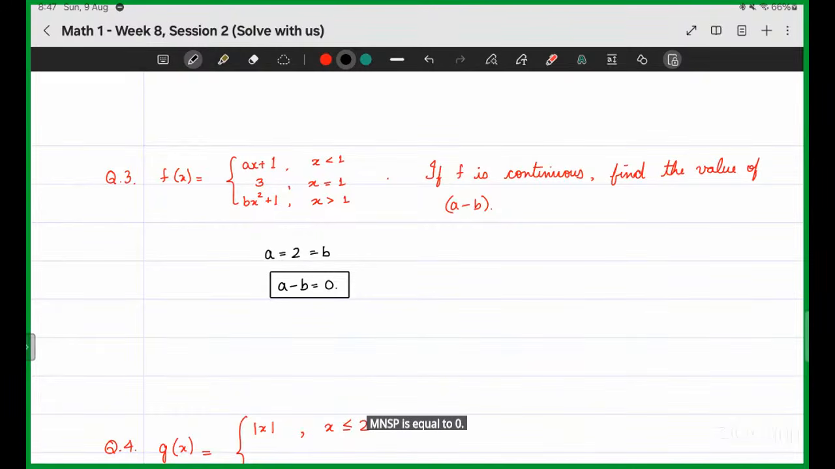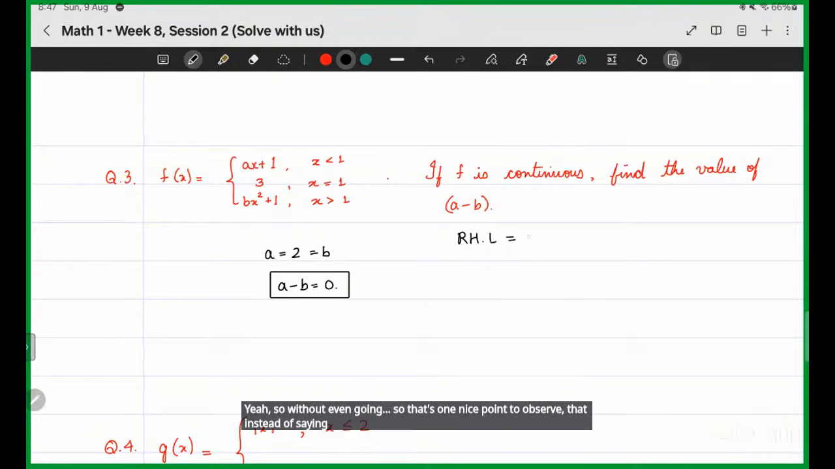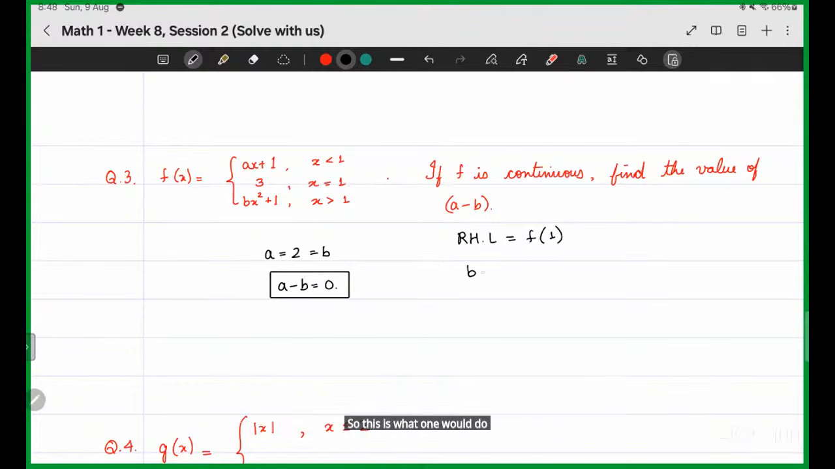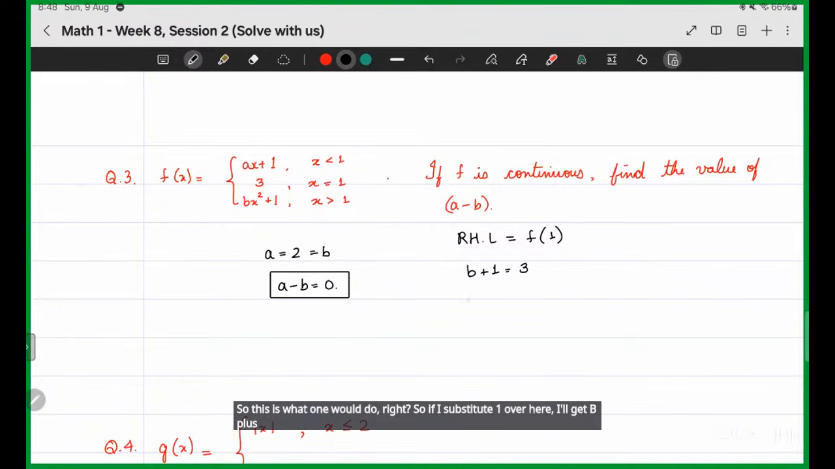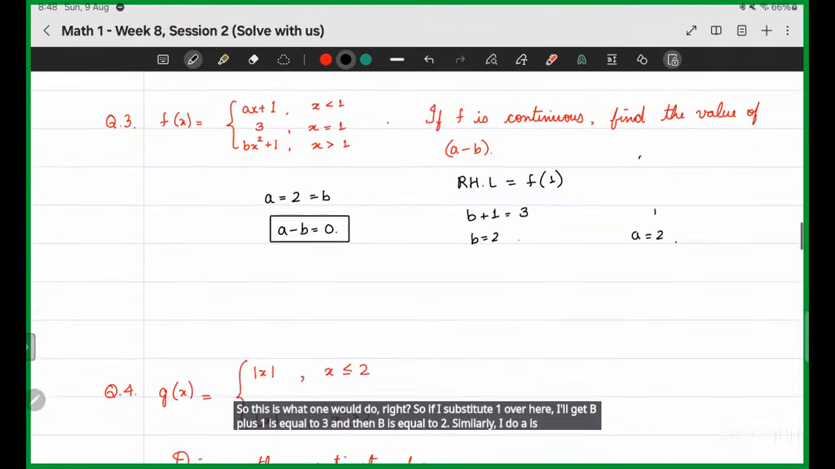Yeah, so without even going, that's one nice point to observe, that instead of saying RHL is equal to f of 1, which is 3, so this is what one would do, right? If I substitute 1 over here, I'll get b plus 1 is equal to 3, and then b is equal to 2. Similarly, I get a is equal to 2. This is one way to do it.